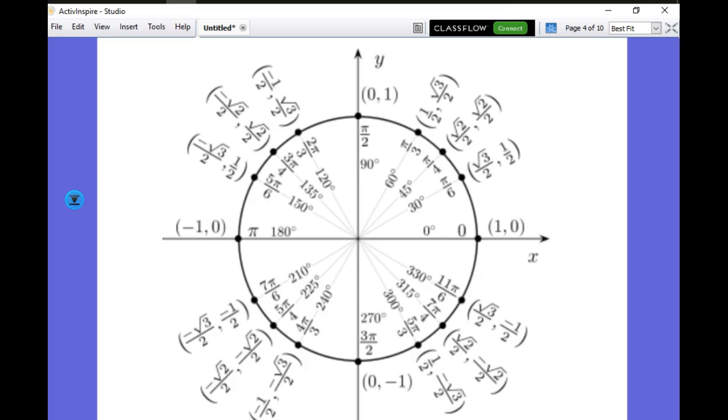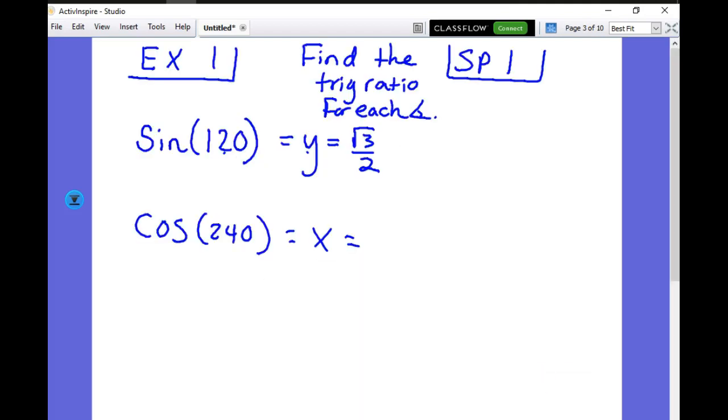Well, here's 240 degrees, right? And Andrew told us that it's the x value. Oh, so 1 half. It's negative 1/2. Okay? So the answer is negative 1/2. So let's back it up here. We're going to say negative 1/2.